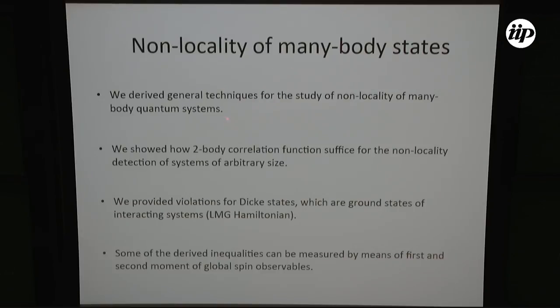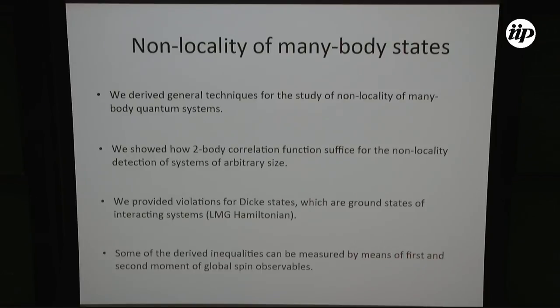What we did in this part, we studied Bell inequalities made of two-body correlation functions. We derived some of them, and we showed that, for instance, you can find ground states of some many-body systems that violate these Bell inequalities. So we're happy with this result.